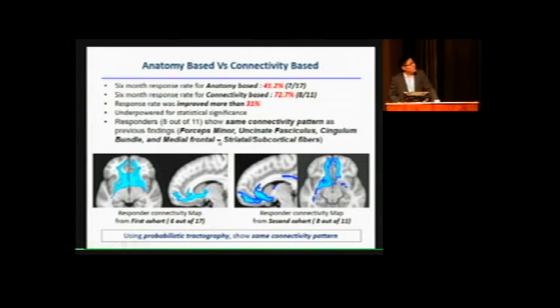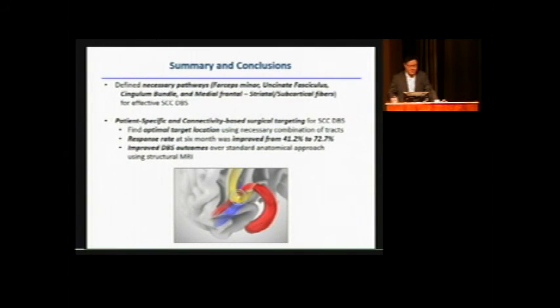And then when we look at the second cohort, 8 subjects out of the 11, their probabilistic connectivity pattern showed a nearly identical, very similar pattern to what we found previously. So the conclusion is that using probabilistic tractography, we found the same connectivity pattern and we improved the clinical outcome by 31%. To repeat, we defined the necessary pathway: forceps minor, uncinate fasciculus, cingulum bundle, and medial frontal to the subcortical region.